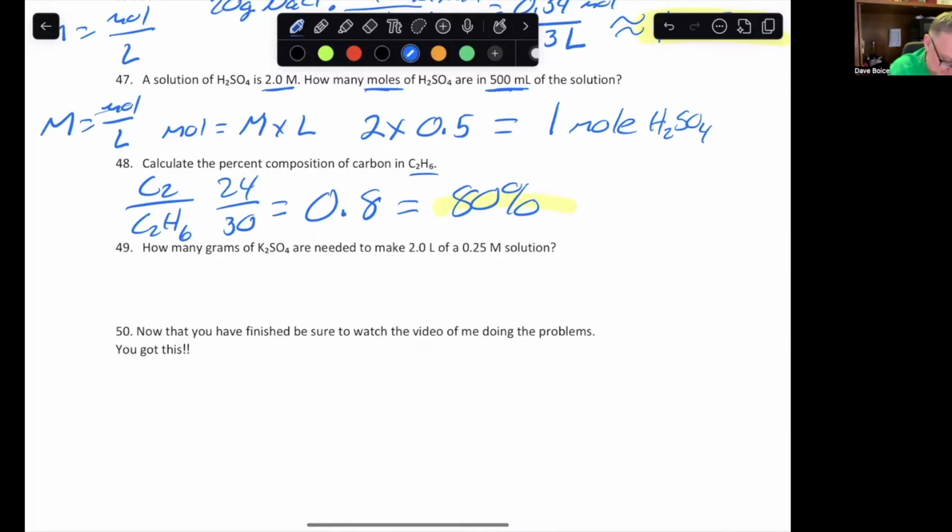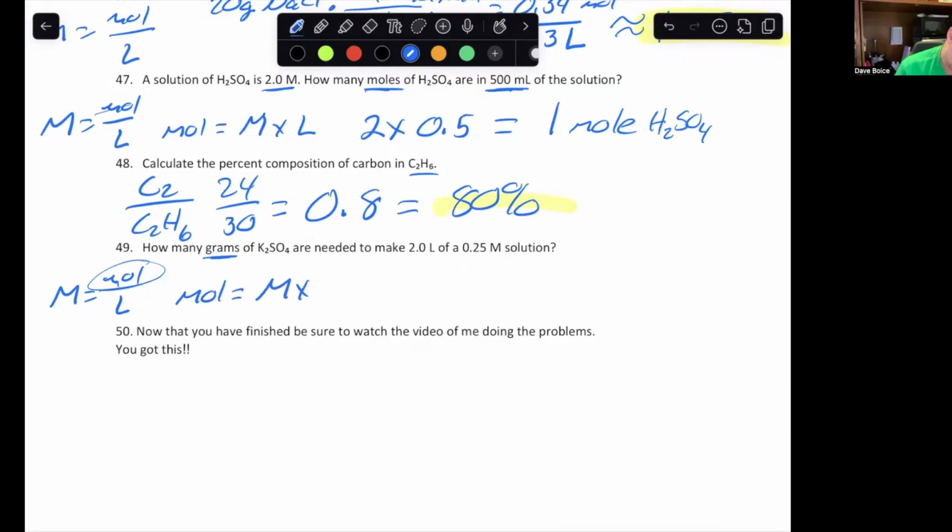Okay, how many grams are needed to make 2 liters of a 0.25 molar solution? Okay, that's cool. So this one is a bit reversed. So molarity equals moles over liters. To get to grams, it would be helpful to have moles. So moles equals M times L. And my molarity is 2 times, wait, no, it's not. That's my number of liters.